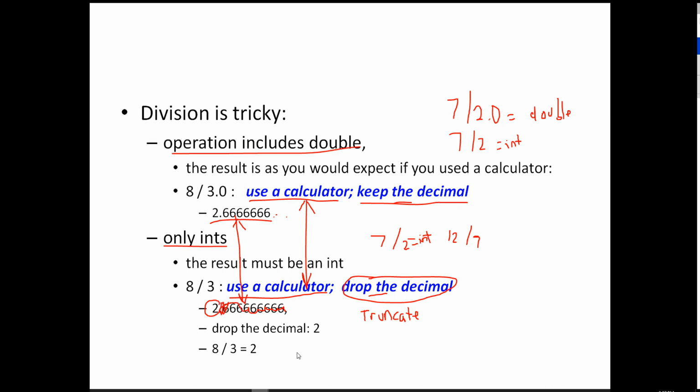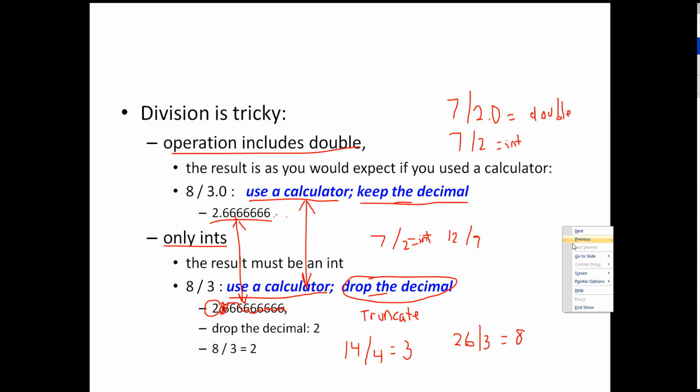Don't tell your algebra or geometry or algebra 2 teacher that. 8 divided by 3 is 2. 14 divided by 4 is, can you do it? 3. Right? 26 divided by 3 is, can you do it? It's 8. Because it's 8 point something, but you drop the decimal.